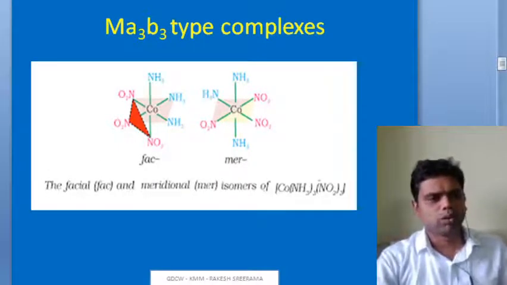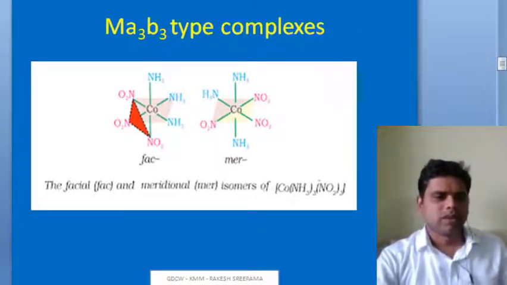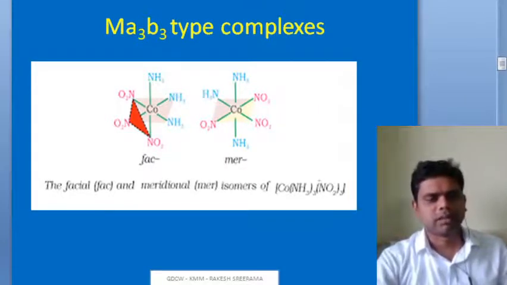Let us move on to another type of complex where geometrical isomerism arises. That is the MA3B3 type of complex. Here A type of ligands and B type of ligands are equal in number, 3 and 3.